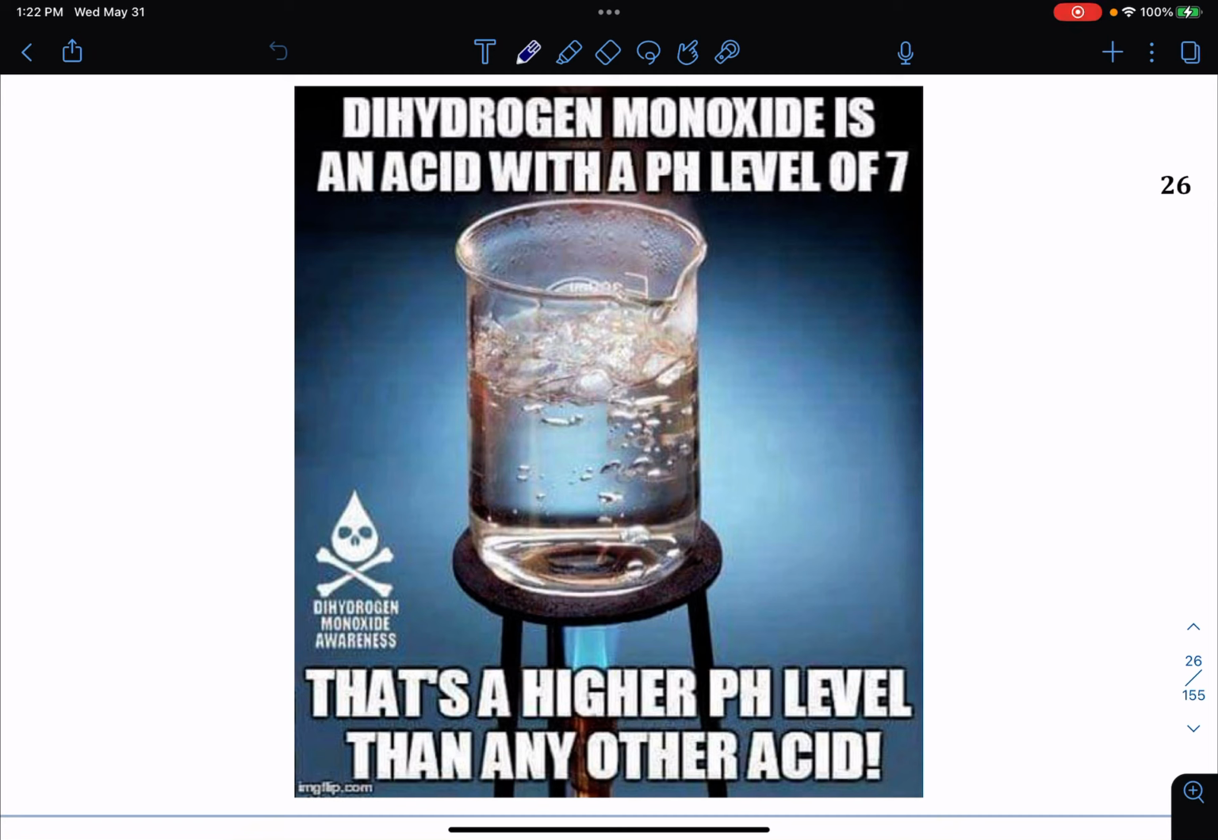Okay. So let's read this one. "Dihydrogen monoxide is an acid with a pH level of 7. That's a higher pH level than any other acid." Okay, so maybe you know what dihydrogen monoxide is, but you're not sure about acid-base chemistry, and this could sound a little concerning. By the way, everything on this image is factually correct. In a later chapter, I'll teach you all about acids and bases so that you can understand that you shouldn't be concerned here, or worse, fooled by words like these.